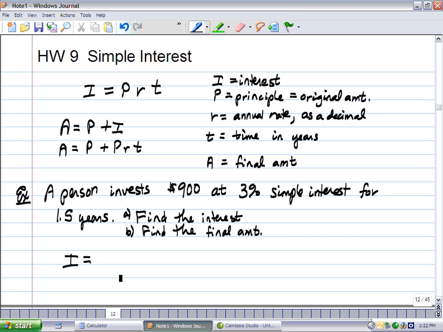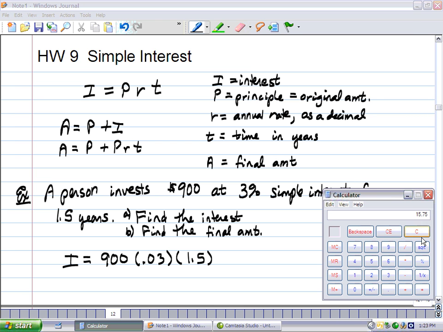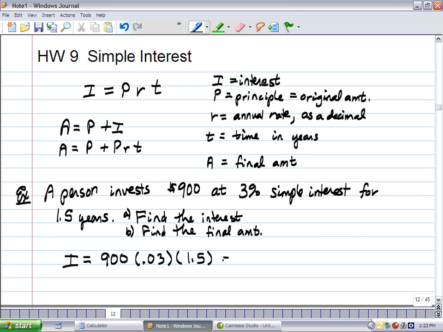So their interest is going to be their principal, which is $900, times the rate, which is 0.03, times the number of years, which is 1.5 years. So I'm going to put that in my calculator. 900 times 0.03 times 1.5, and I get 40.5. So what's the amount that I'm going to end up with? 900 plus 40.5, which is 940.5.